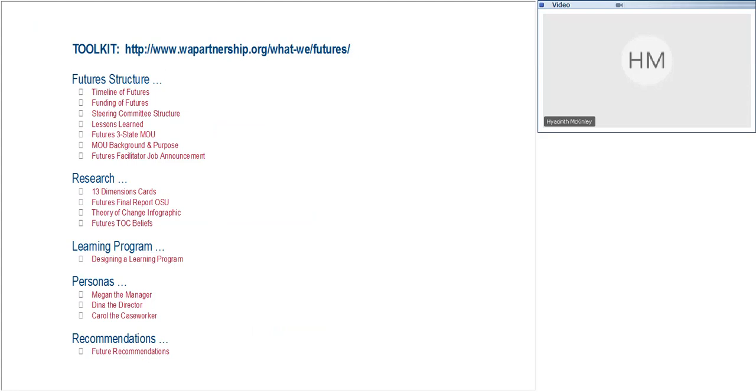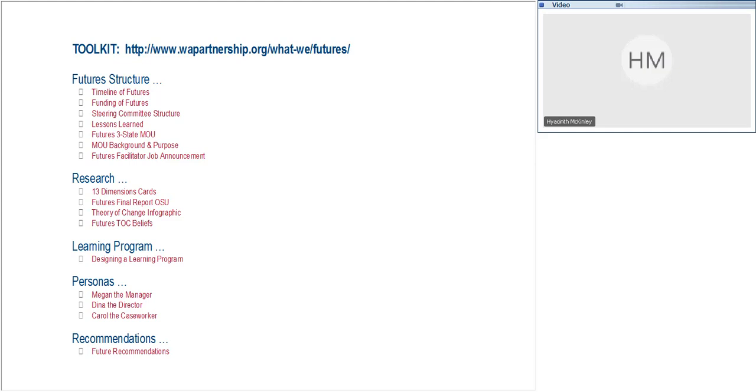What you see in front of you now is what the Washington Partnership, WASCAP, organization has on their website. We've housed our toolkit there, and so the Futures information that I went through today, like the timeline and the funding, the way in which it was funded, the way the steering committee was put together, and the lessons we've learned so far around even the administration function of the way we set it up within the region. The copy of the MOU is there, some background around the information that went into it and the agreements that were made between the states.